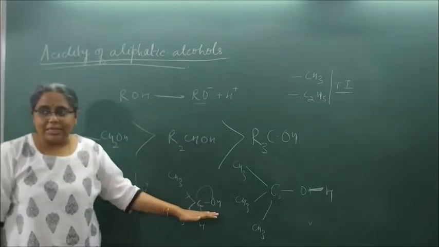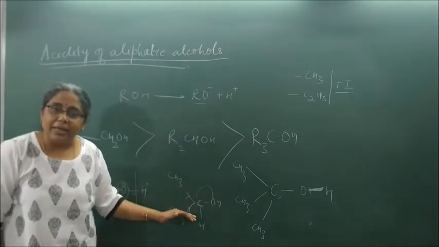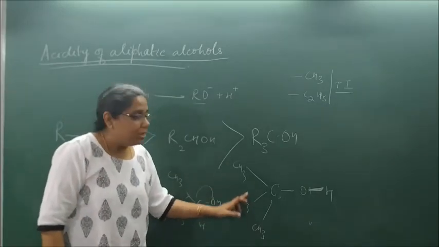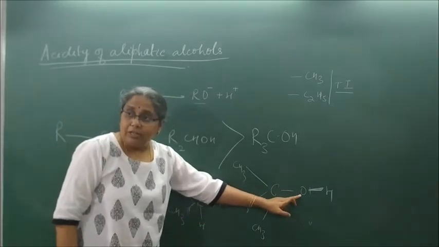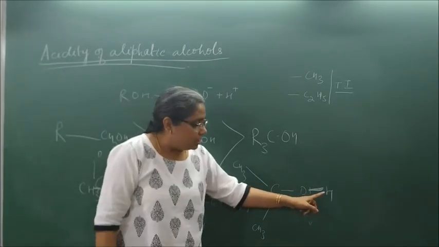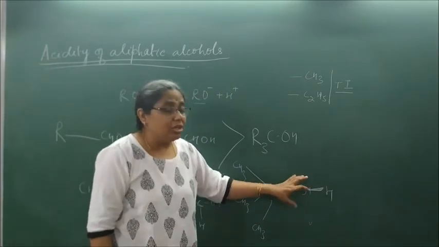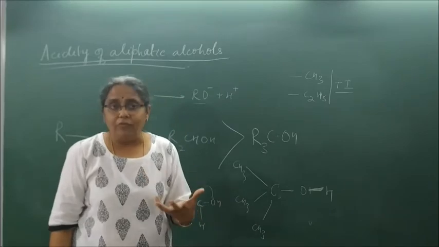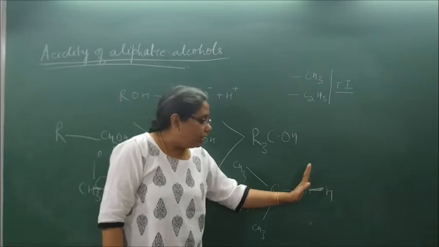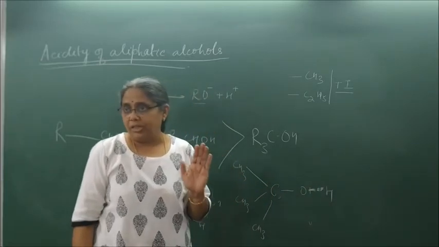So it will not easily give H plus, and hence the acidic strength decreases. More number of alkyl groups tend to increase the electron density of the oxygen atom very strongly. As a result of it, this H cannot be removed in the form of H plus, as oxygen is now highly electronegative and has a large electron cloud over it. So it will not let this bond break and remove it in the form of H plus ions.